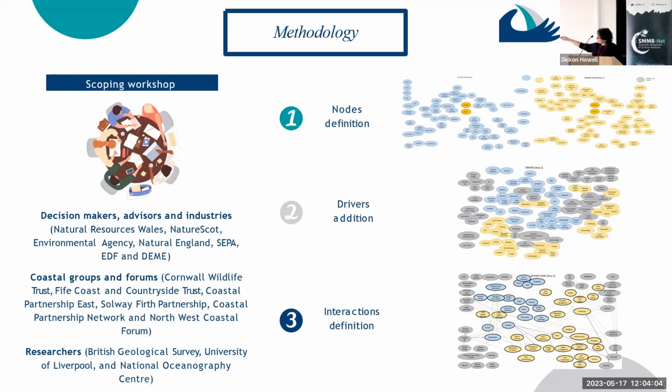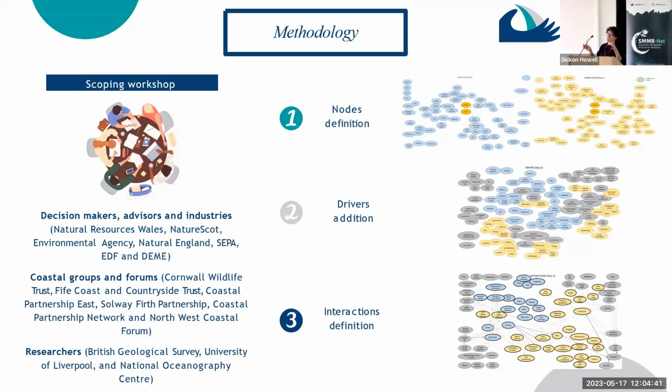Then we divided participants into those 3 groups. And during the workshop, we had 3 main steps. In the first one, we asked participants to think about which features can have an influence on erosion and flooding risk, which you can see there as orange boxes in the middle. The blue boxes represent the features, here called nodes, of the natural system, while the yellow ones are the human system ones. Then the second step was to add drivers.